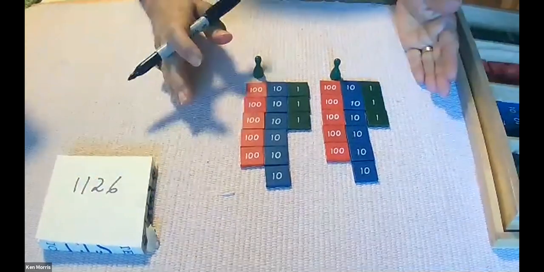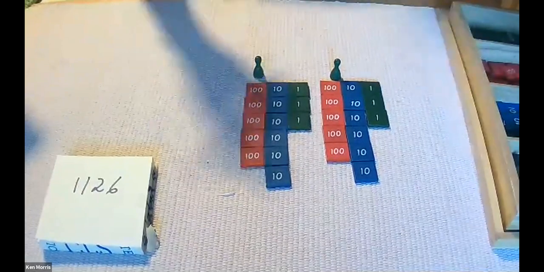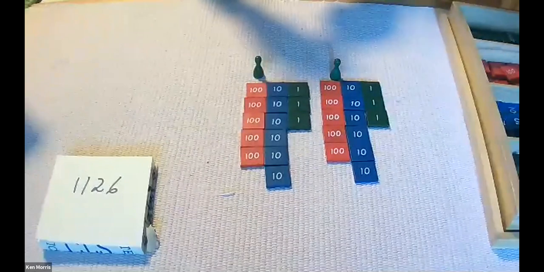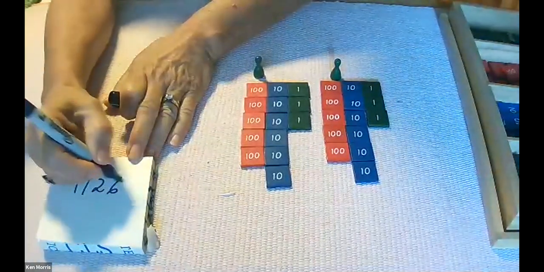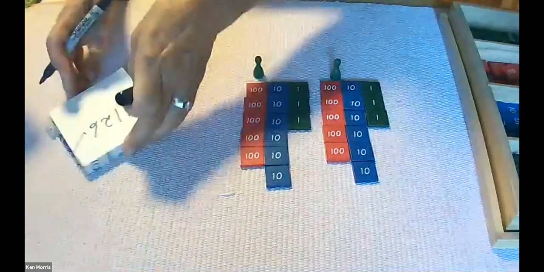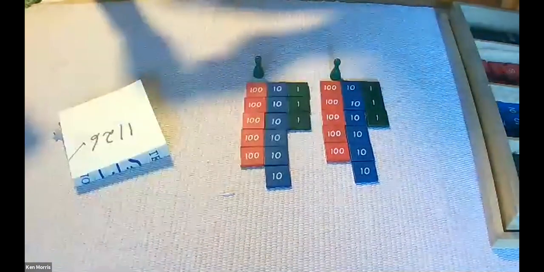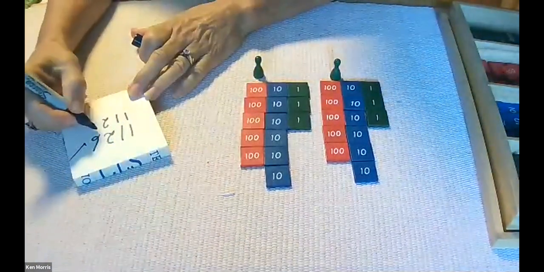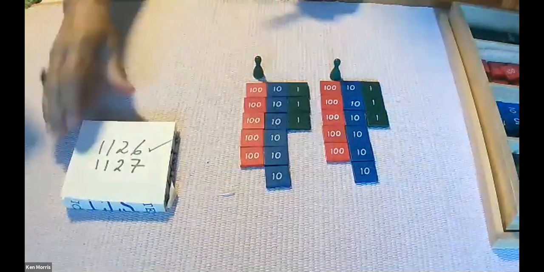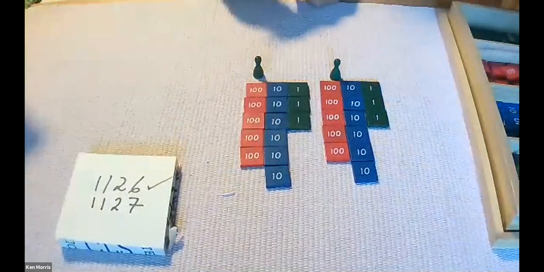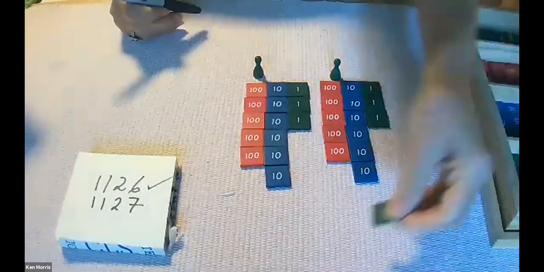Okay, let's continue. So would you say that 1,126 is divisible by 2 without a remainder? Yes, it is. Wonderful. So I'm actually going to just put a check mark here. All right, that it is. Now I want to look at 1,127. And I want to see if that, in fact, is divisible by 2. What do you think? Yeah, you're totally right.